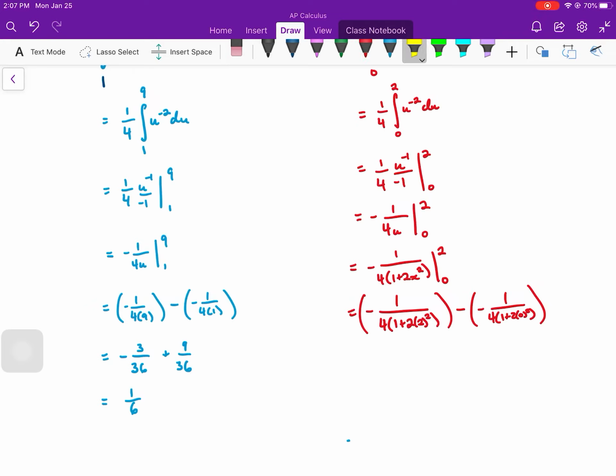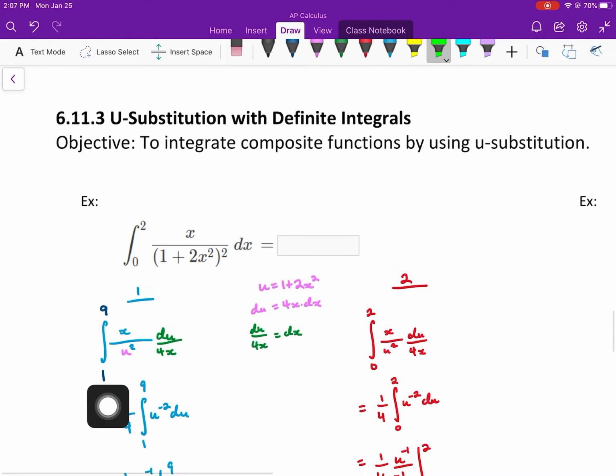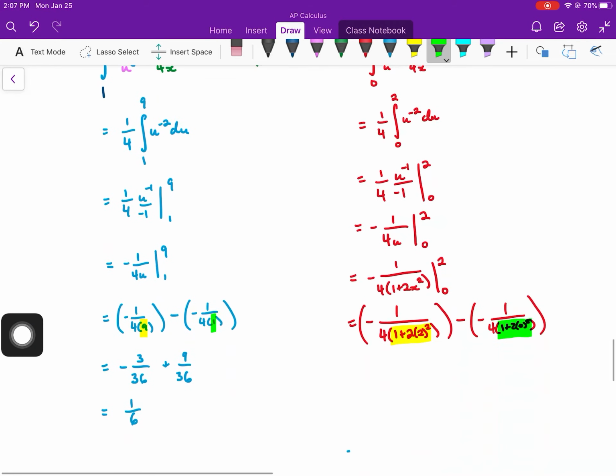Now I want you to pay attention to something here. What's 1 plus 2 times 2 squared? It's 9. What's 1 plus 2 times 0 squared? It's 1. We had already done that before, right? In the beginning, when we plugged the 0 in here and the 2 in here, that's what our new bounds are. So we're actually in the exact same situation when we simplify that. It just looks a lot more complex.